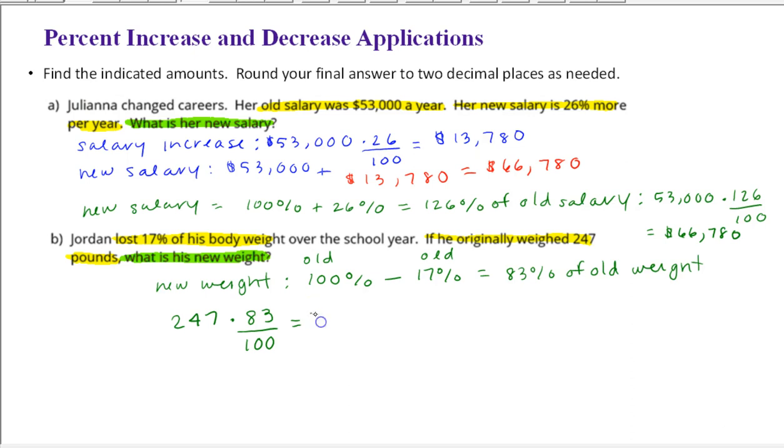Okay, it's said to round to 2 decimal places. Kind of want to give Jordan the 0.01 pound loss, but got to follow directions. Okay, so that's his new weight. Okay, notice if we wanted to, the difference is about 42 pounds. That's about how much he lost. Let's look at the next one.